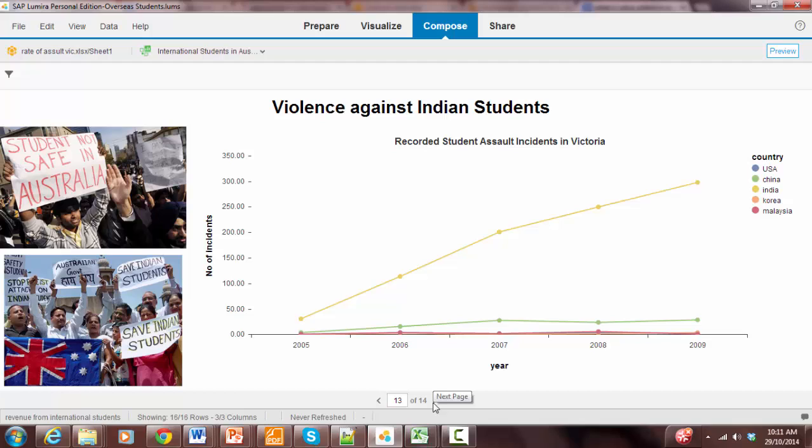Another reason for the drastic fall in Indian students was the highly publicized incidents of violence against Indian students in 2009. According to the Australian Institute of Criminology, the rate of assault for males in Victoria ranged from 9 to 14 per 1,000 people. Although the rate for male Indian students was not far from this average, it was significantly higher than students from other countries. This chart shows the number of incidents recorded per year in Victoria.